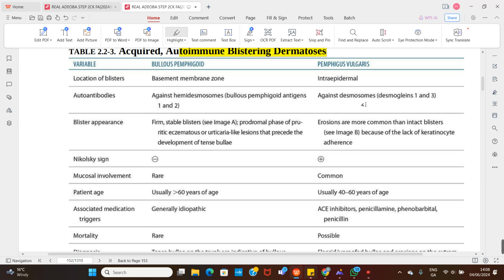And the second point is that pemphigus is much more severe than bullous pemphigoid, because pemphigus affects the mucosal surface, unlike bullous pemphigoid, which doesn't usually affect the mucosal surface like the mouth or the genitals. And pemphigus usually ruptures. And if the blisters rupture, it's bad, because there's a high chance of infection coming in. It just exposes the skin, right?